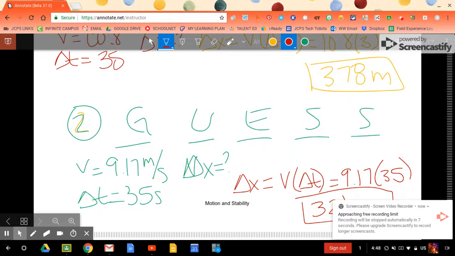Now we're going to go on to our acceleration practice. So you guys can turn this into the teacher and then go grab your next practice if you haven't gotten it already.